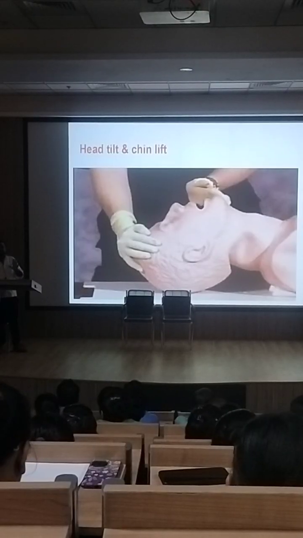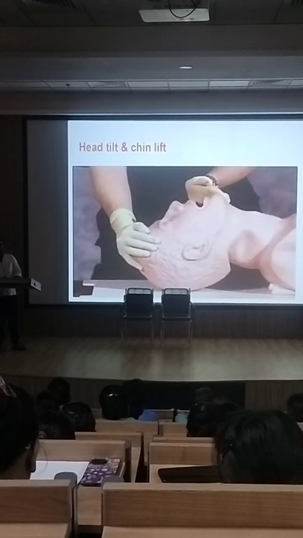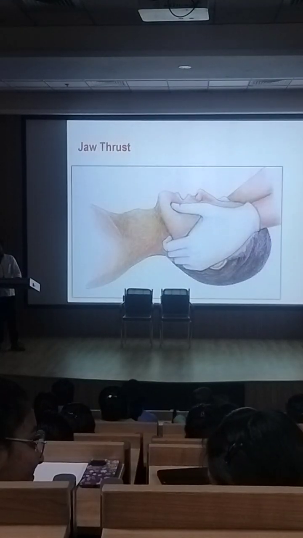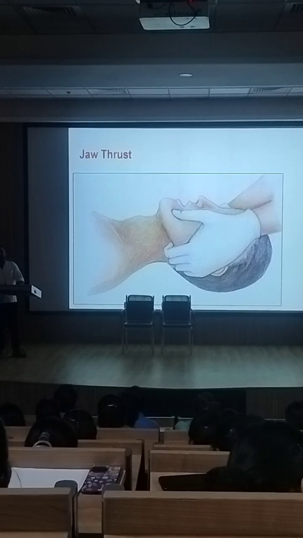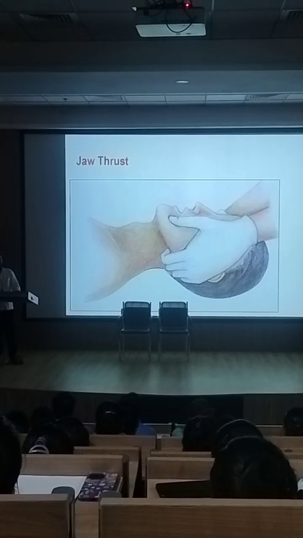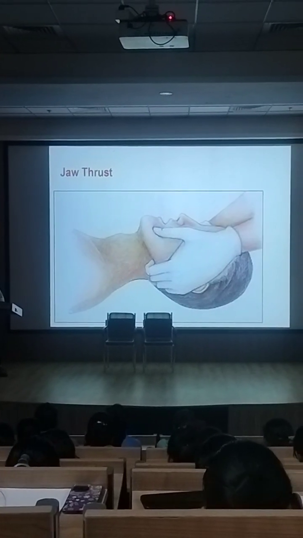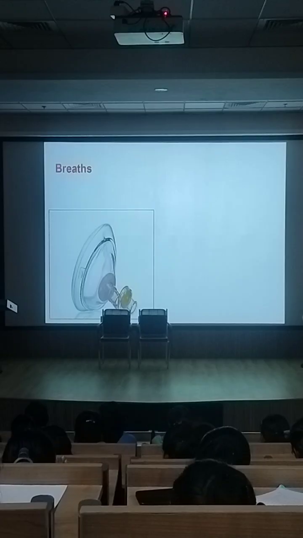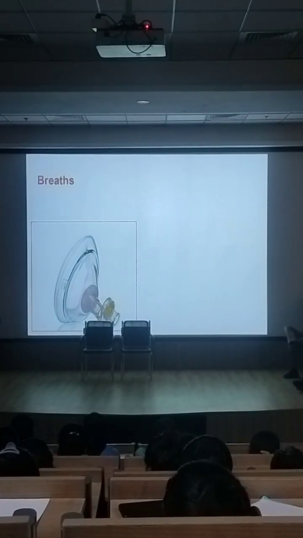This is the position of the airway for a normal person who has not suffered a cervical injury. In case of cervical injury, you can't do the head tilt chin lift maneuver. In case of cervical injury, we should provide the jaw thrust, because the major nerve supply from the cervical region is from C1 to C4. And this is the breathing procedure, where 30:2 should be provided as a good CPR.